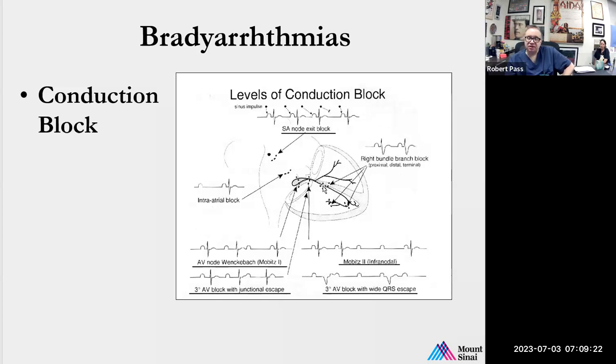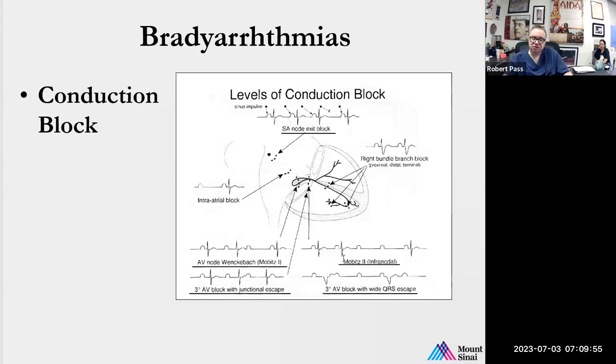Then when we go down to the level of the AV node, you can have so-called Mobitz 1 heart blocks. So there's first degree, second degree, and third degree block. In first degree block, the PR interval is long, but all P waves are conducted. In second degree block, there is Mobitz 1 and there's Mobitz 2. Mobitz 1 block is generally thought to be due to an injury at the level of the AV node, not at the His-Purkinje system, and there is a continual prolongation in the PR interval until there's a dropped beat.